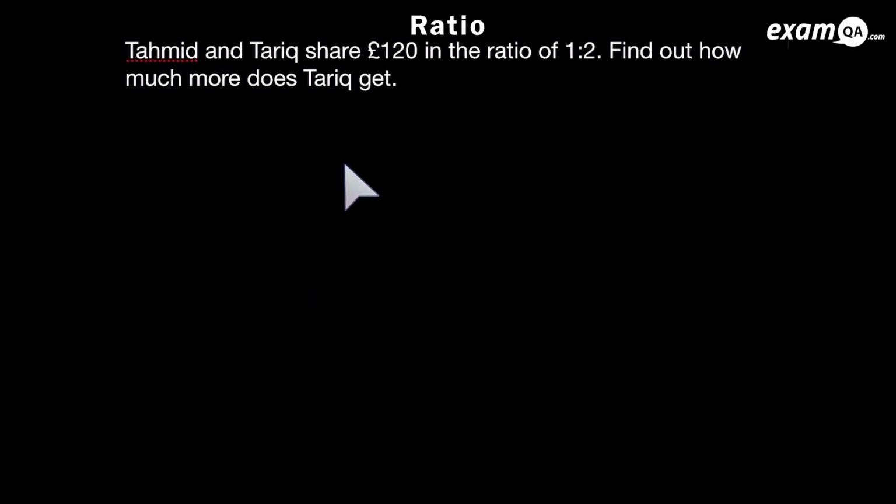Okay, another common ratio proportion question is sharing money or sharing anything in fact. And we're going to try one of those type of questions now. Now in this question, Tahmid and Tariq share £120 in the ratio of 1:2. And we need to work out how much more money does Tariq get. Now, the way we're going to do that, of course, is split the money in the ratio of 1:2 to find out how much Tahmid gets and find out how much Tariq gets.